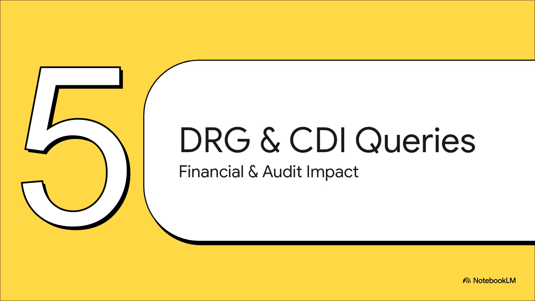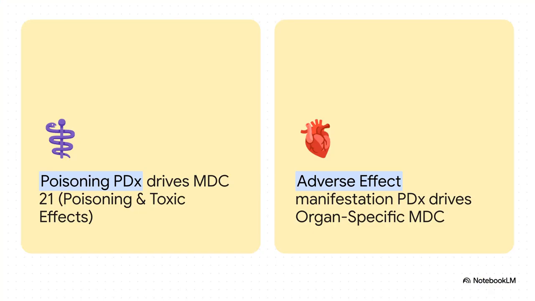Let's move to Section 5, DRG impact and CDI queries. Let's look at why getting these sequencing rules right matters so much for hospital reimbursement. Because the principal diagnosis is the condition established after study to be chiefly responsible for the admission, mixing up a poisoning and an adverse effect completely shifts the major diagnostic category, or MDC.